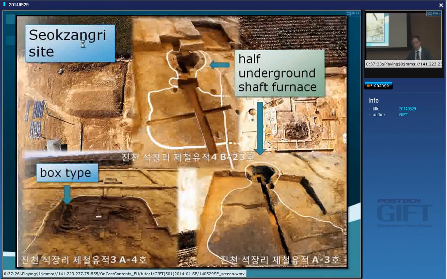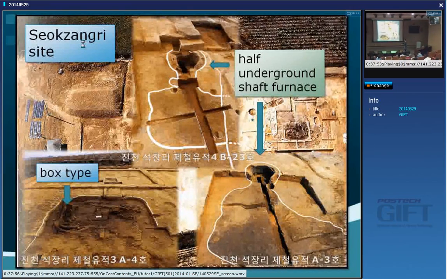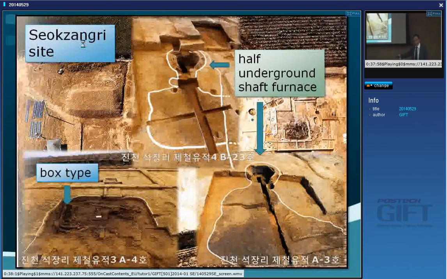One problem is that this furnace type is a long box type, but we can't understand what kind of work they did at this place. Maybe I think it's possible that at this place they did the work of calcination.